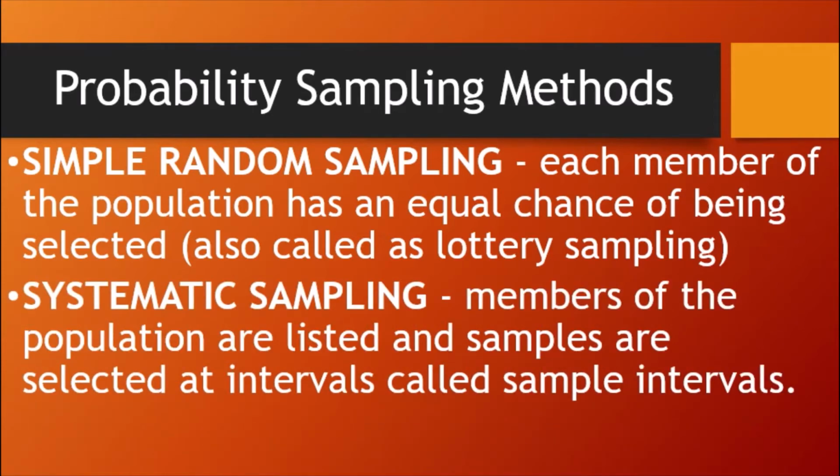Next we have systematic sampling. Members of the population are listed and samples are selected at intervals called sample intervals. In this system, all participants are listed, and then intervals are made, for example, for every fifth of the listed names, it will be the participant that will be included as a sample. Every fifth, then add another 5 for the interval, and that will be the next participant. That is what we call systematic sampling.